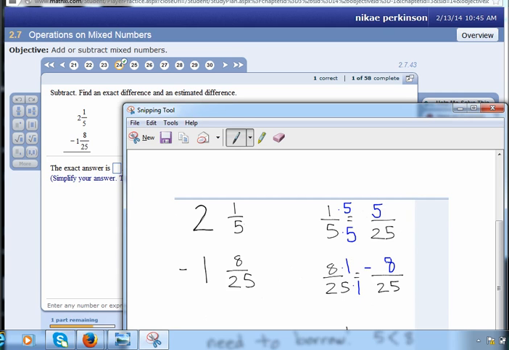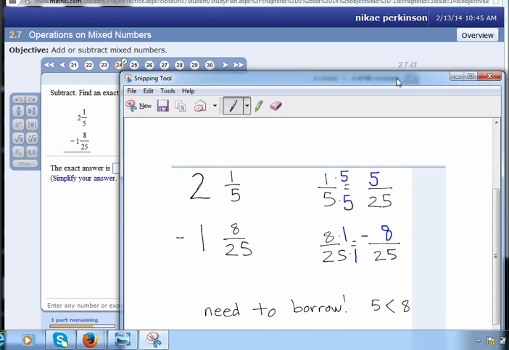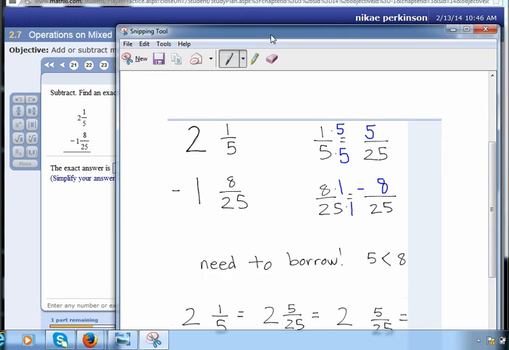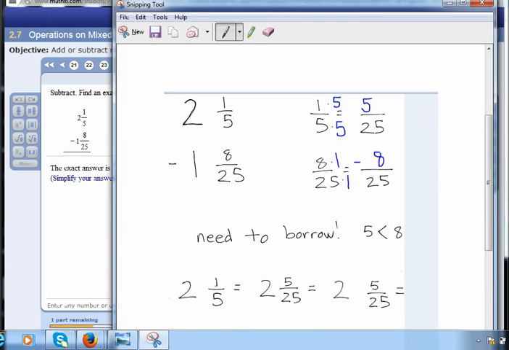Now, when I go to subtract 8 from 5, I notice that I can't. 5 is less than 8, so I need to borrow, and what I'm going to borrow from is the number that is to the left of 1/5, my whole number. I'm going to borrow 1 from 2. So here's what we've done so far. 2 and 1/5 is the same as 2 and 5/25. I'm going to borrow 1 from 2. So when I borrow 1, my 2 becomes a 1, and I put the 1 right here. So this is how I've borrowed my 1.